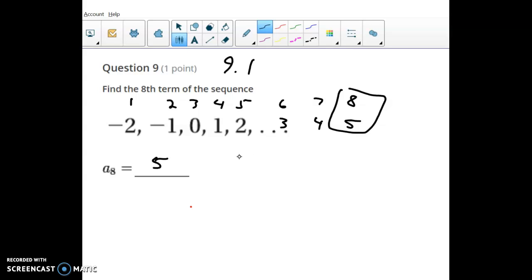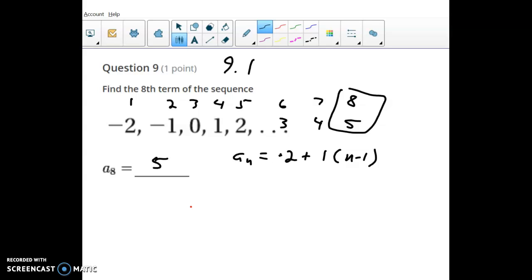Later we'll learn a formula for finding the nth term, and right now I guess we don't know that formula, so maybe I misspoke there a little bit, but basically the formula will be the first term plus the amount we go up by times n minus 1.